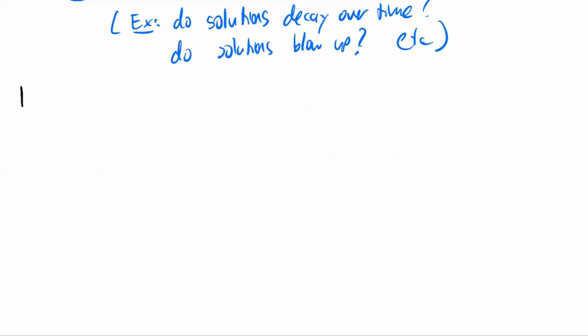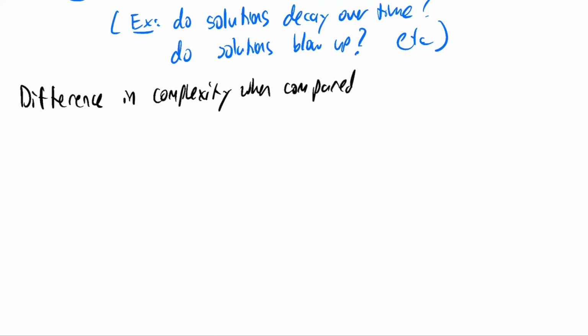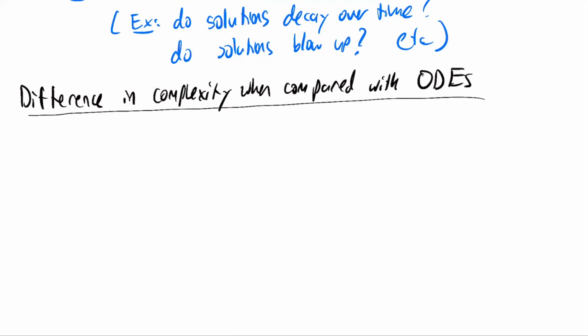Great, so let me write, we're going to look at the difference in complexity when compared with ordinary differential equations. Ordinary differential equations are usually abbreviated ODEs as opposed to PDEs, and that just means that there's only one variable that you're taking derivatives with respect to. Maybe you're taking a second or third derivative, but it's just with respect to one fixed variable, unlike the examples we just saw above.